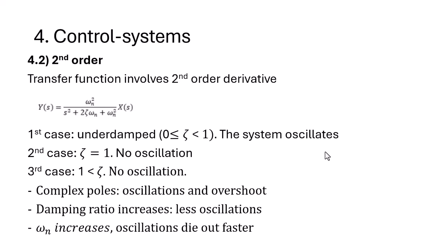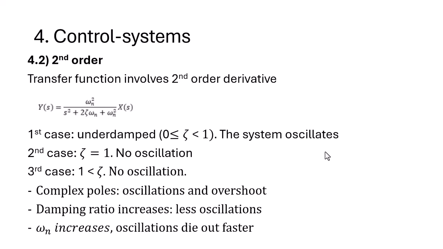Then we have the second order, and the transfer function has the general form omega n squared divided by s squared plus 2 times zeta, the damping coefficient, times omega n s plus omega n squared. And we have different cases. So first case, when the system is underdamped, that means that zeta, the damping coefficient, is in between 0 and 1, the system oscillates. And second case, when zeta is equal to 1, there is no oscillation, as well as when zeta is greater than 1, there is no oscillation as well.